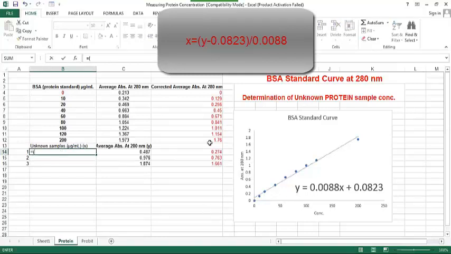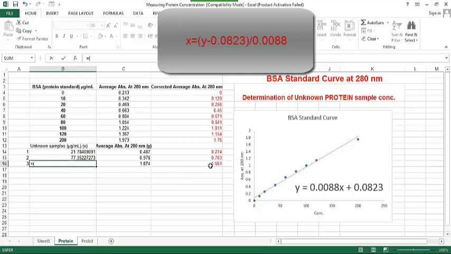The value of y for unknown sample 1, this is minus this value, and this is 0.0823 divided by 0.0088. Alright, so this is the x. Likewise, for the second one, you can easily calculate; this is their y, 0.0823 divided by 0.0088.